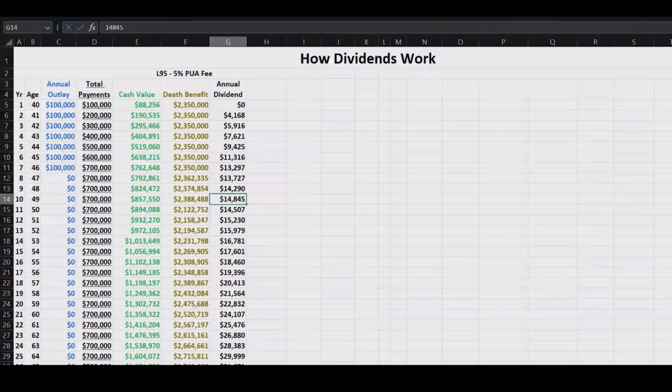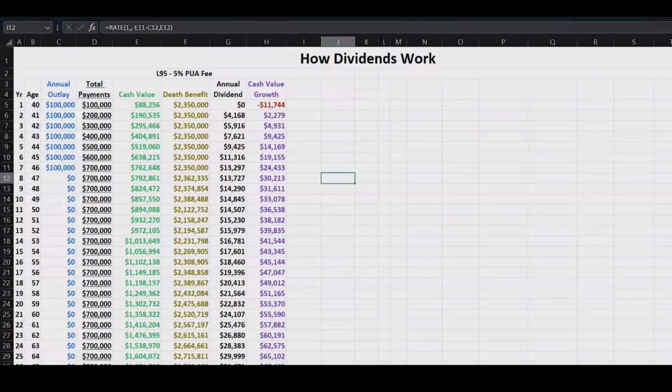But let's pretend that happens. We'll see these dividends occur every single year. This is what you'll receive. But is that what your policy is actually growing by? Because if I look at year 10 to 11, what happens here? 857 to 894 with zero out of pocket is how much? It's more than $14,000 and change.